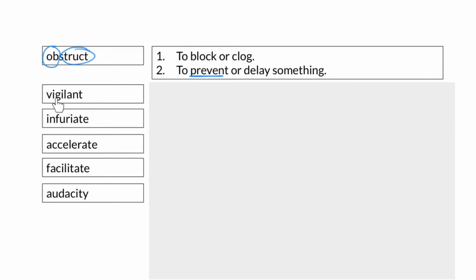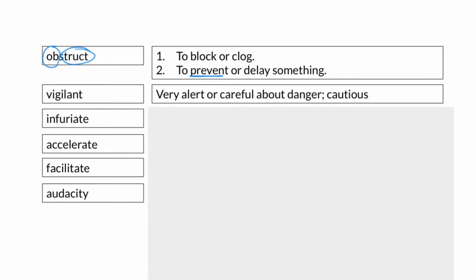And then we have vigilant. Note this doesn't say vigilante. I'm going to come on to vigilante in a second just because I know some of you will be curious about the meaning of that and how it relates to vigilant. An example sentence here would be, the burglar was spotted by vigilant neighbours. This means to be very alert or careful about danger, to be cautious. So if your neighbours were keeping an eye out and they were very alert and aware of what was going on in your street, then they are being vigilant. Okay, write that down and let's talk about vigilante.